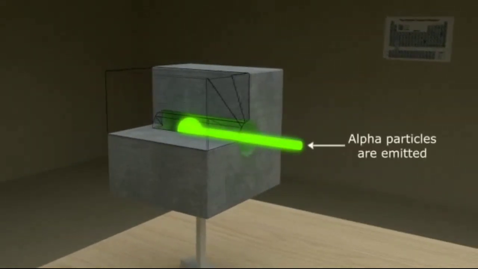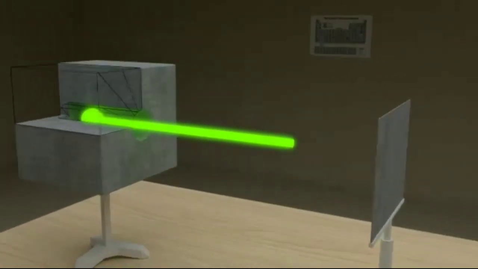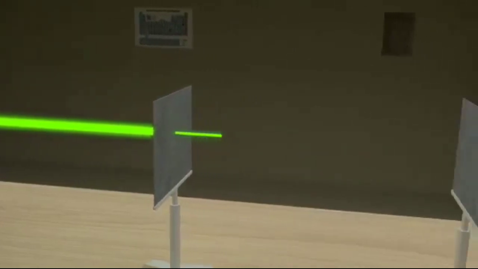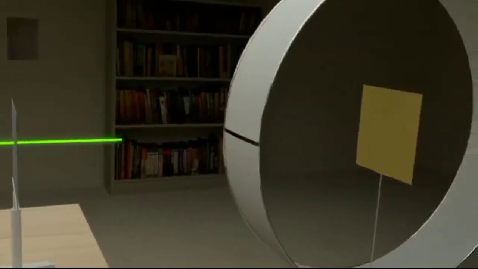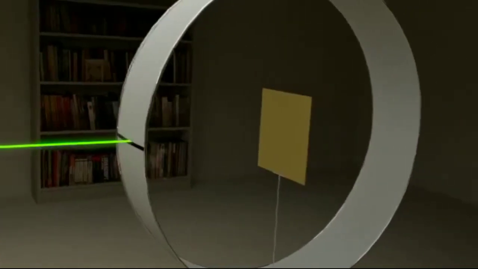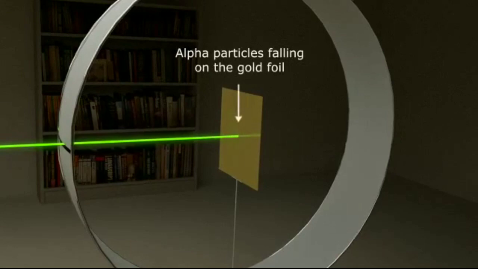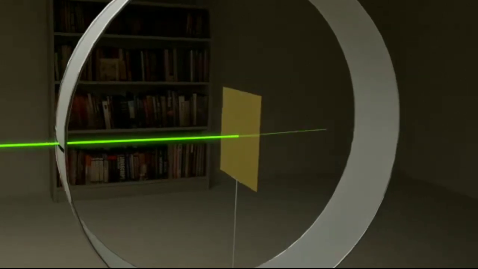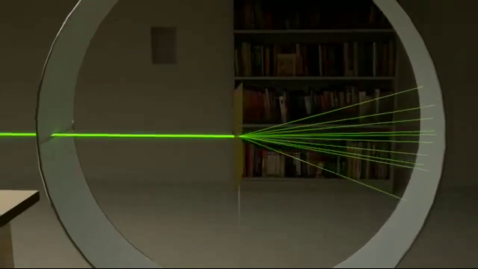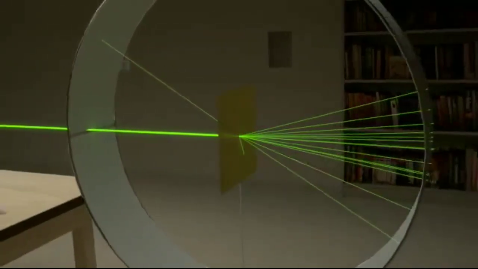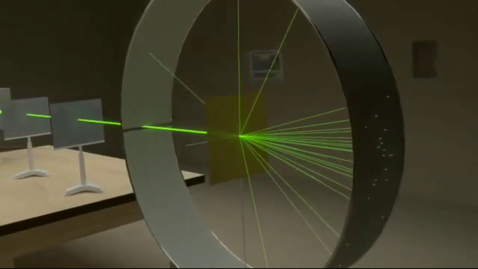See, these are the alpha particles. They are traveling in a straight line. They will pass through the slit of the fluorescent screen and fall on the gold foil. Now most of them travel in a straight line. Some get deviated by making a large angle or a small angle.